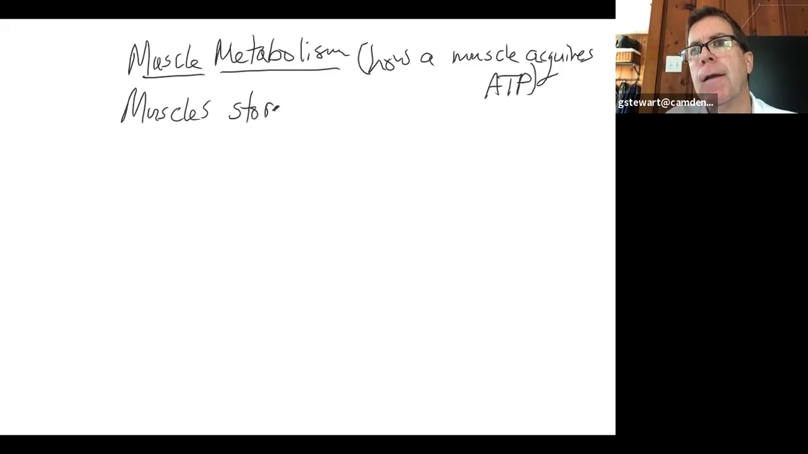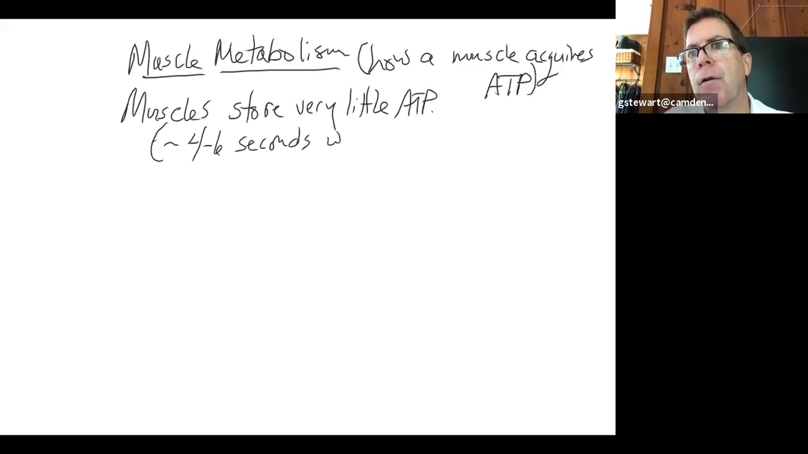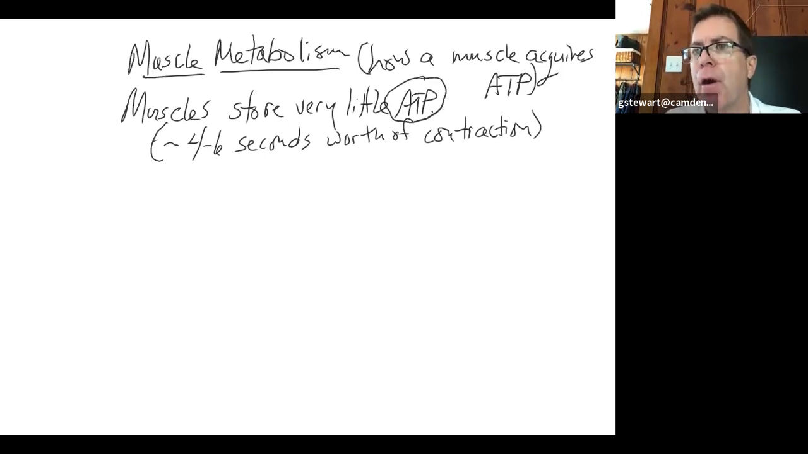They store very little ATP. Some, but not a lot. They store about 4 to 6 seconds worth of contraction. So we're going to start with this story like this. Our muscle cells, our skeletal muscle cells, do store ATP, but only enough ATP to provide for about 4 to 6 seconds worth of contraction.